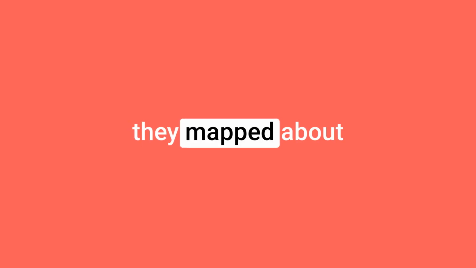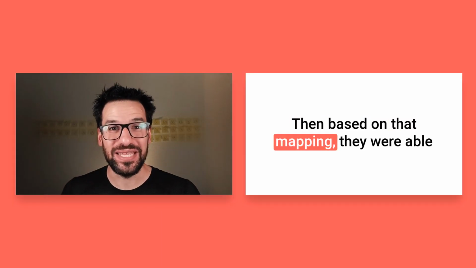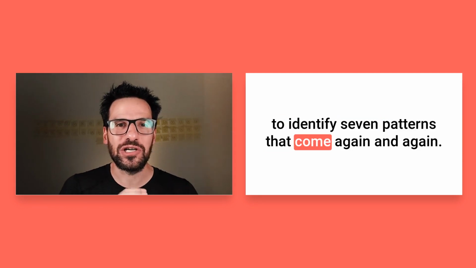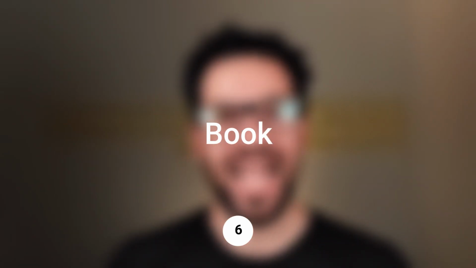What's interesting to me about the service pattern library built by Futuregov is that they mapped about 150 services. Then, based on that mapping, they were able to identify 7 patterns that come again and again. The 7 service patterns are check, register, tell, request, apply, book, and pay.